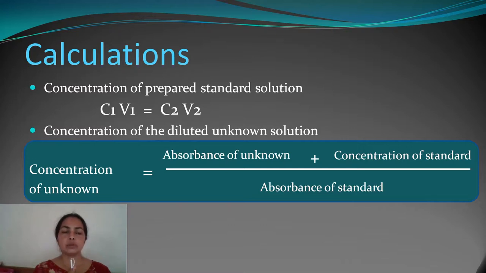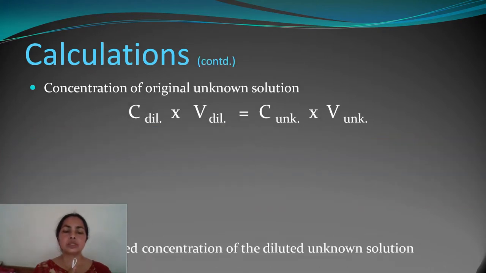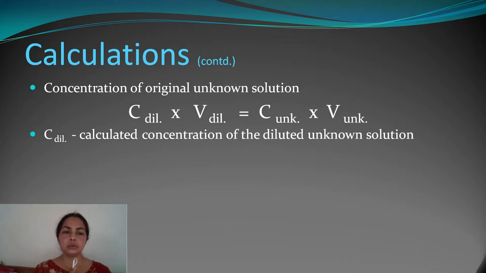The formula C1 V1 is equal to C2 V2 will be applied, and when we have to find out the concentration of the unknown, we will put the values for unknown absorbance, then absorbance for standard solution and concentration of standard, and we can find out the concentration of the sample.